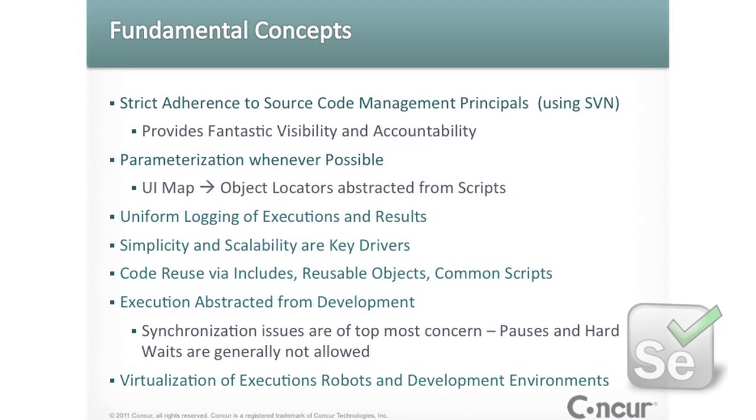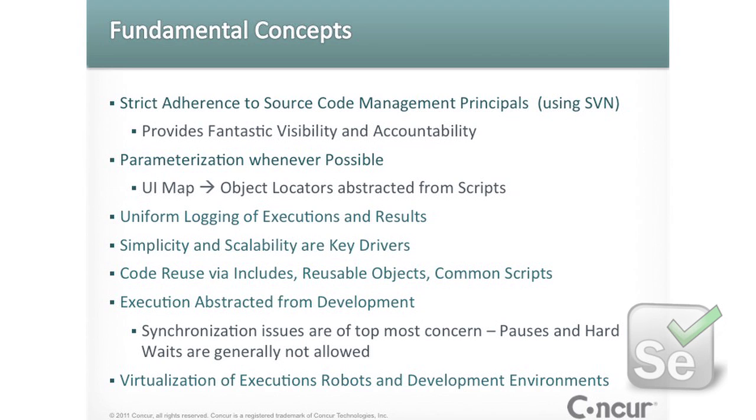Okay, so we have some fundamental concepts that I think are quite important to not just our Selenium implementation, but any automation implementation. Some things we learned through the QTP deployment that we did. We have strict adherence to code management. Nothing gets executed unless it's coming out of SVN. In fact, when you see our robot configuration, you'll see that it only pulls code from SVN to execute. So this gives us a great deal of control, visibility, and accountability for what's going on with code.